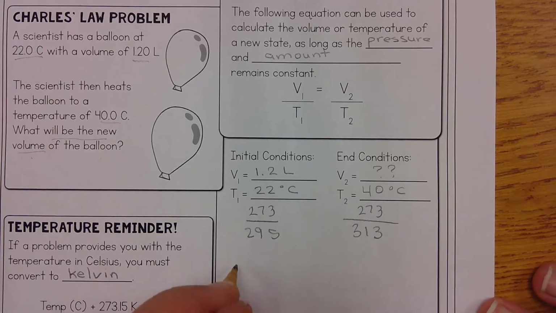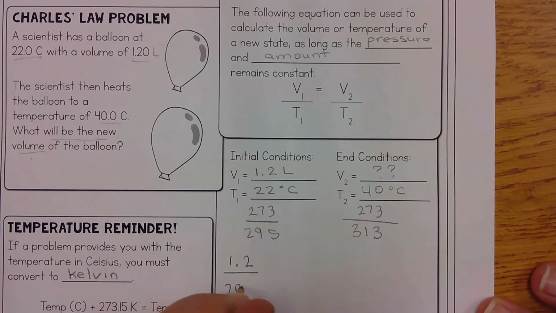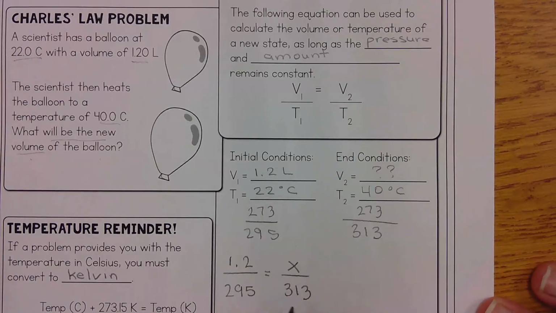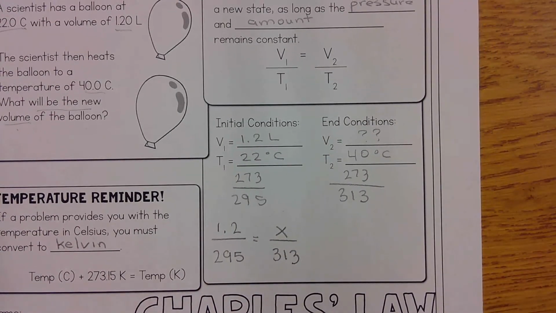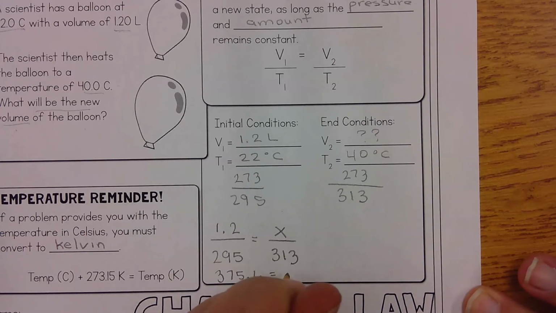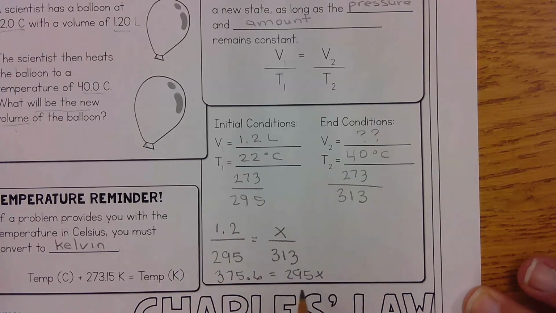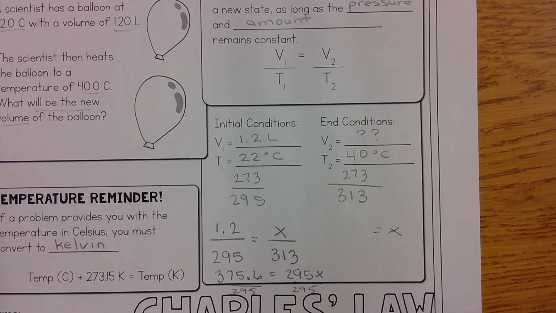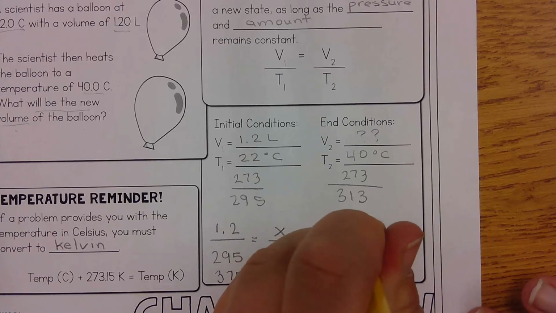All right, let's plug everything in. 1.2 divided by 295 equals x divided by 313. And again, I'm going to cross multiply. So 1.2 times 313 is 375.6. So we get 375.6 equals 295x. Divide by 295. Sorry for the squishiness here. And I get x is equal to 1.27 liters.